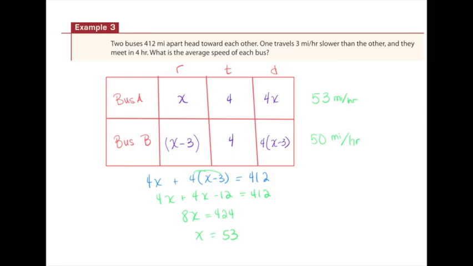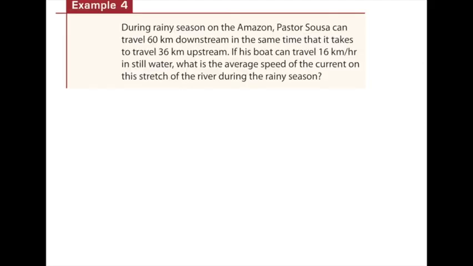So if we look at this example 4, during rainy season on the Amazon, Pastor Sosa can travel 60 kilometers downstream in the same time that it takes to travel 30 kilometers upstream. If his boat can travel 16 kilometers an hour in still water, what is the average speed of the current on this stretch of the river during the rainy season? All right. So for these, I also set up a chart.